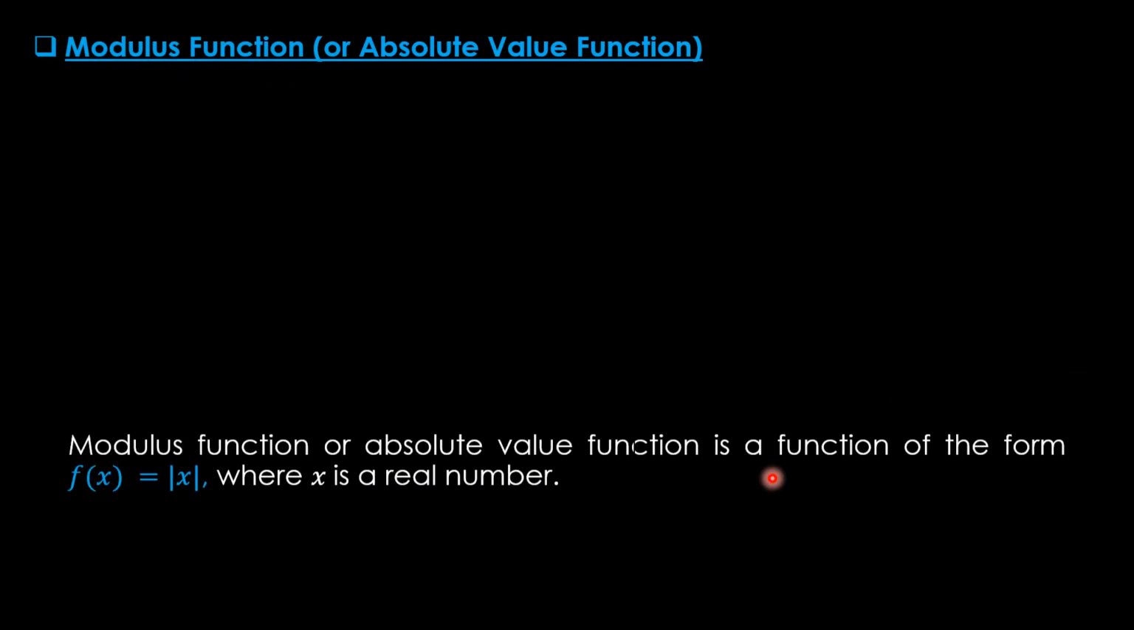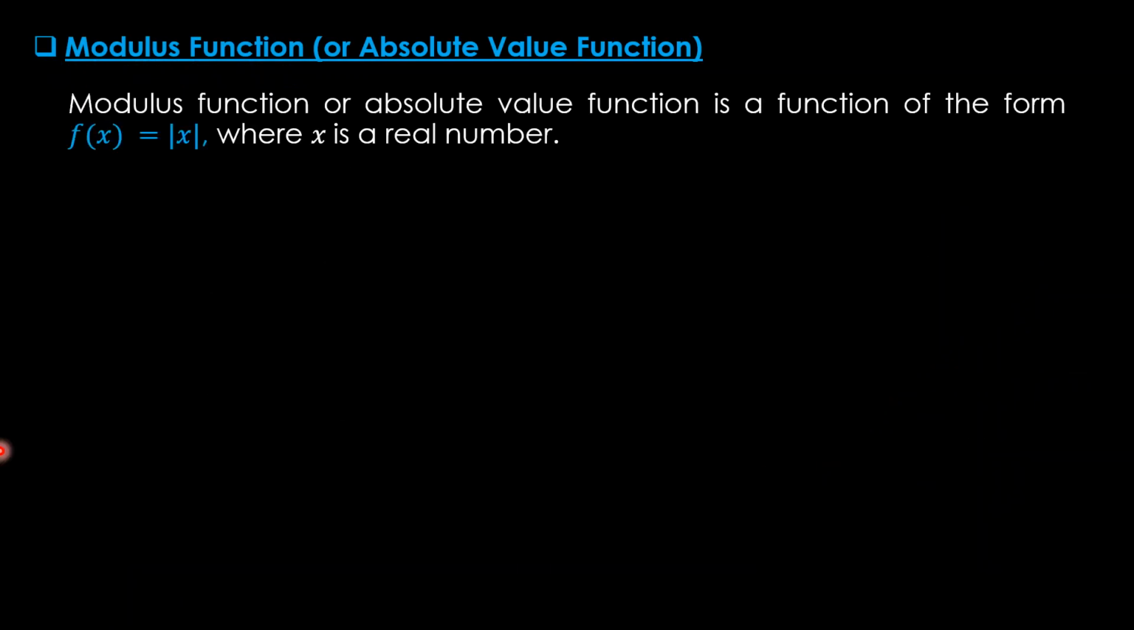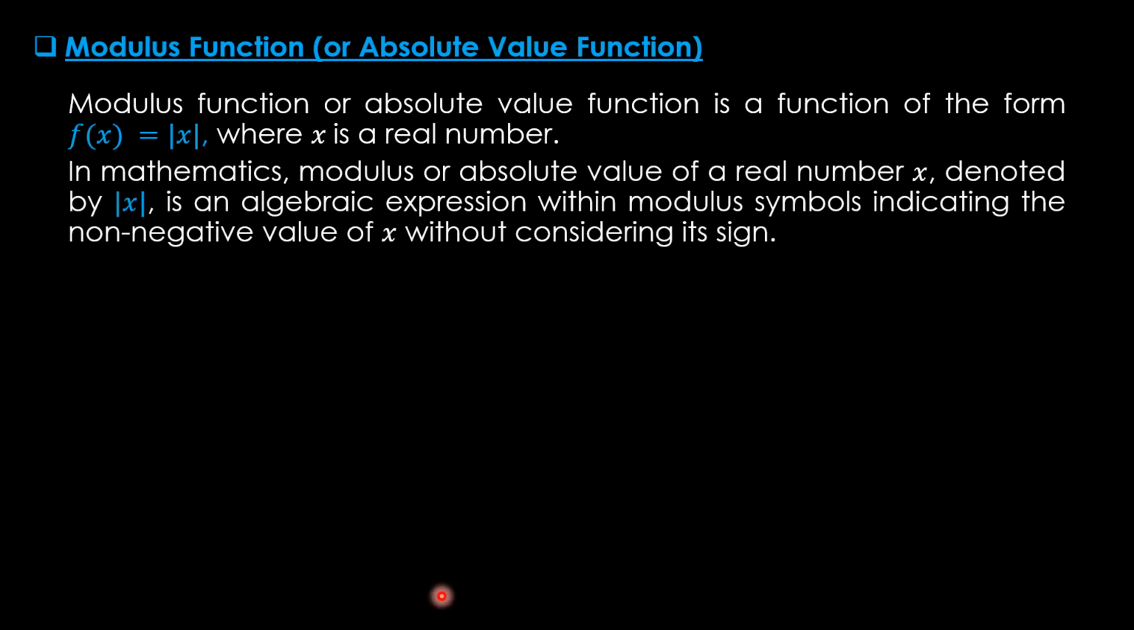Now modulus function or absolute value function. Modulus function or absolute value function is a function of the form f(x) = |x|, where x is a real number. In mathematics, modulus or absolute value of a real number x, denoted by |x|, is an algebraic expression within modulus symbols indicating the non-negative value of x without considering its sign.